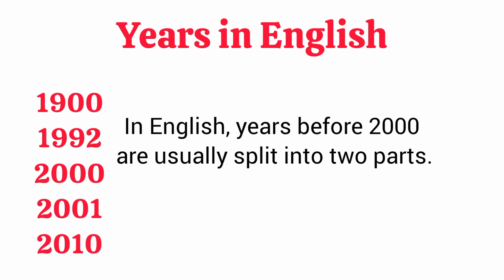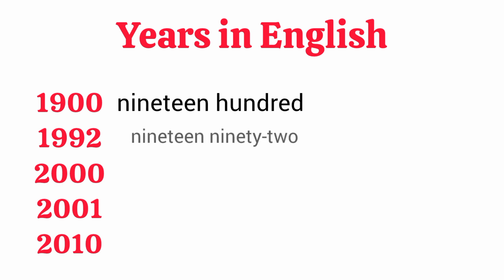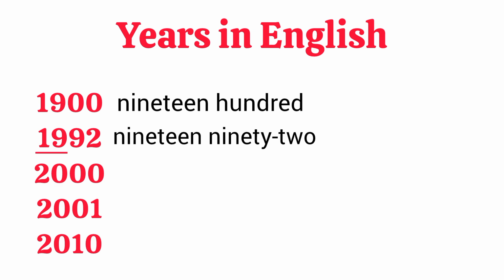In English, years before 2000 are usually split into two parts. For example, 1900, 1992. So, you say the first two digits, then the second two digits.